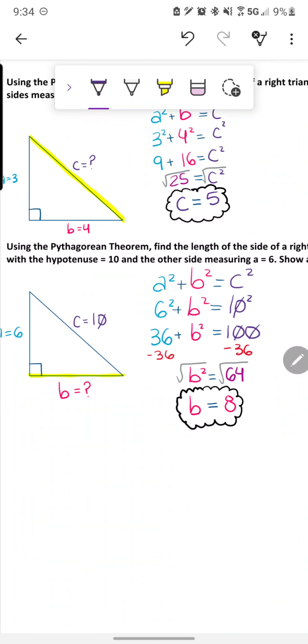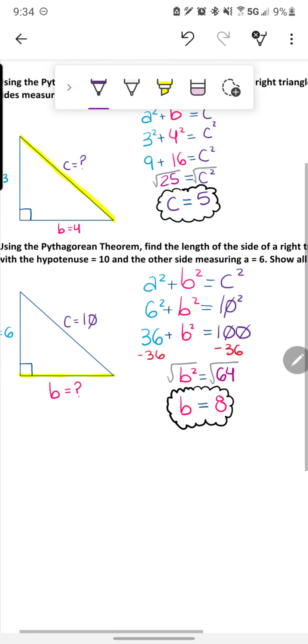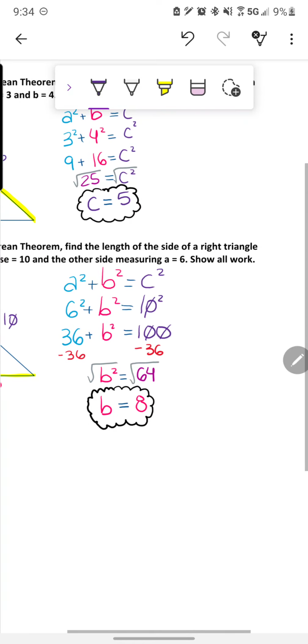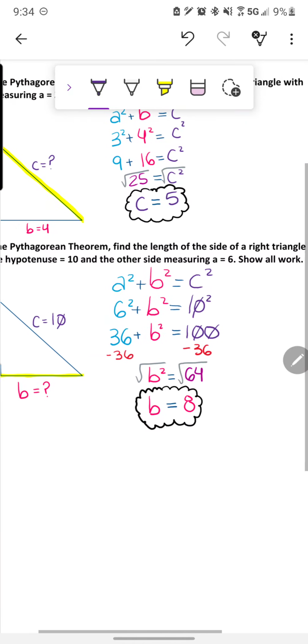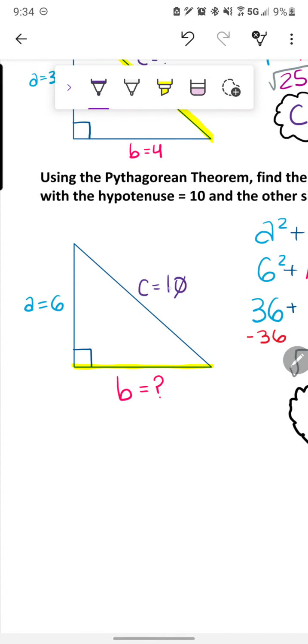Now for our last question, we have, using the Pythagorean theorem, find the length of the side of a right triangle with the hypotenuse equaling 10 and the other side measuring A equals 6. Show all work. Alright, so this time we know the hypotenuse is 10, so we got the C equals 10 here. And then A equals 6 right over here. But we do not know what B equals.